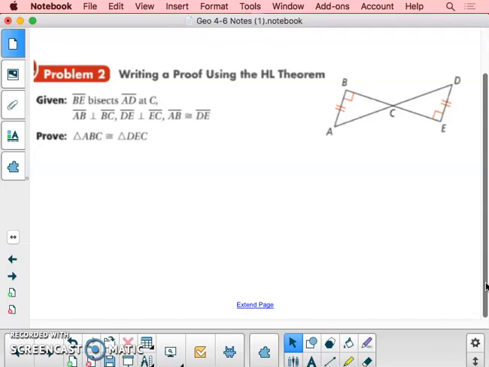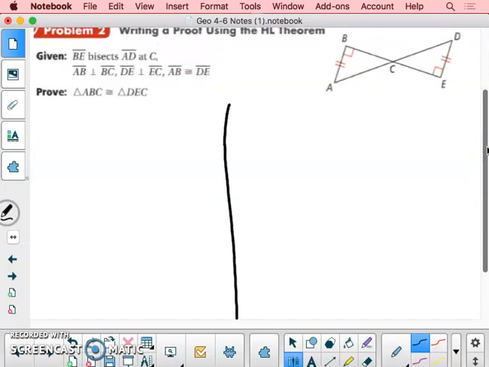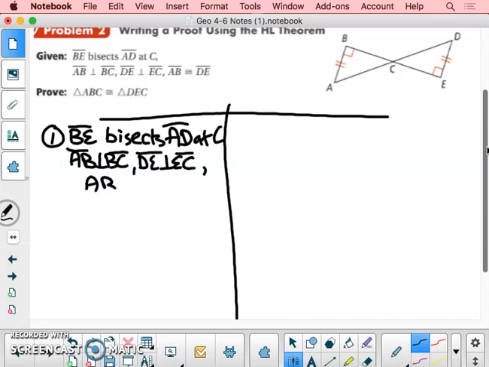All right, so let's start with making our T-chart, and we can start to copy down those givens. So we have BE that bisects AD at C. Okay. We also have that AB is perpendicular to BC. We have DE perpendicular to EC. And then we have one pair of sides that are given to us as congruent. AB is congruent to DE. All of those things are marked on the picture.